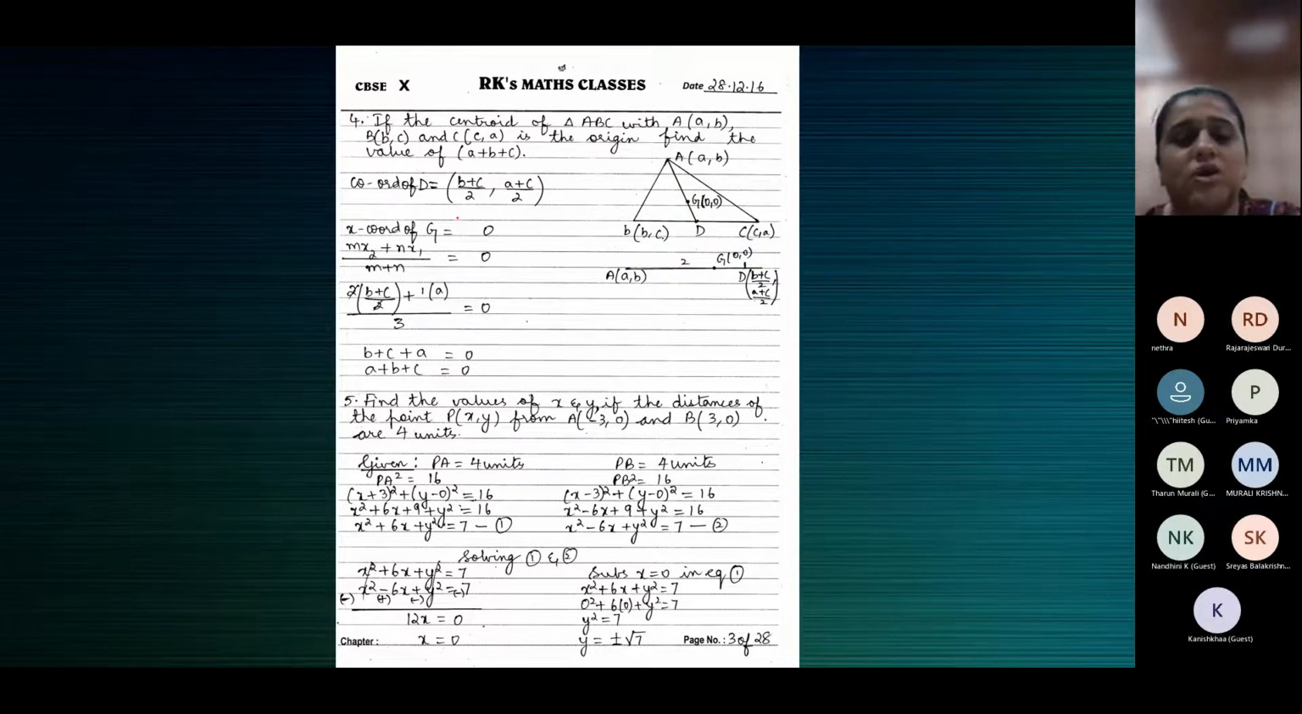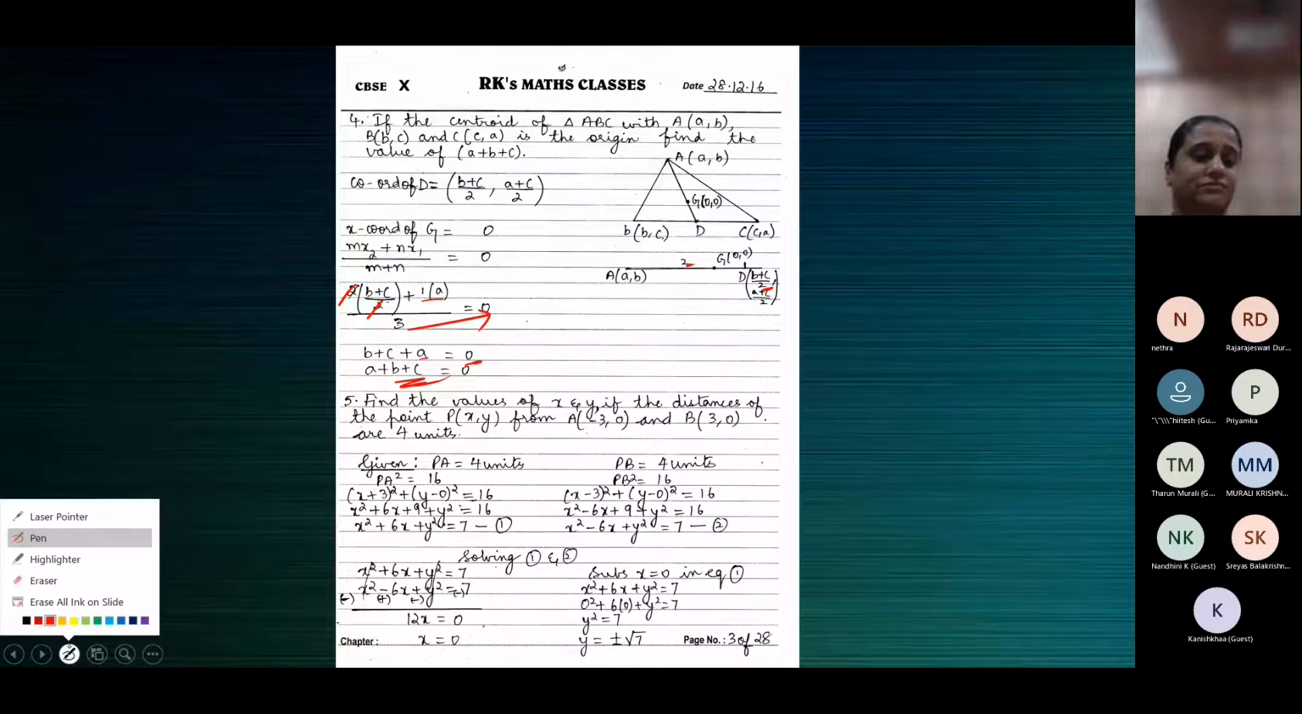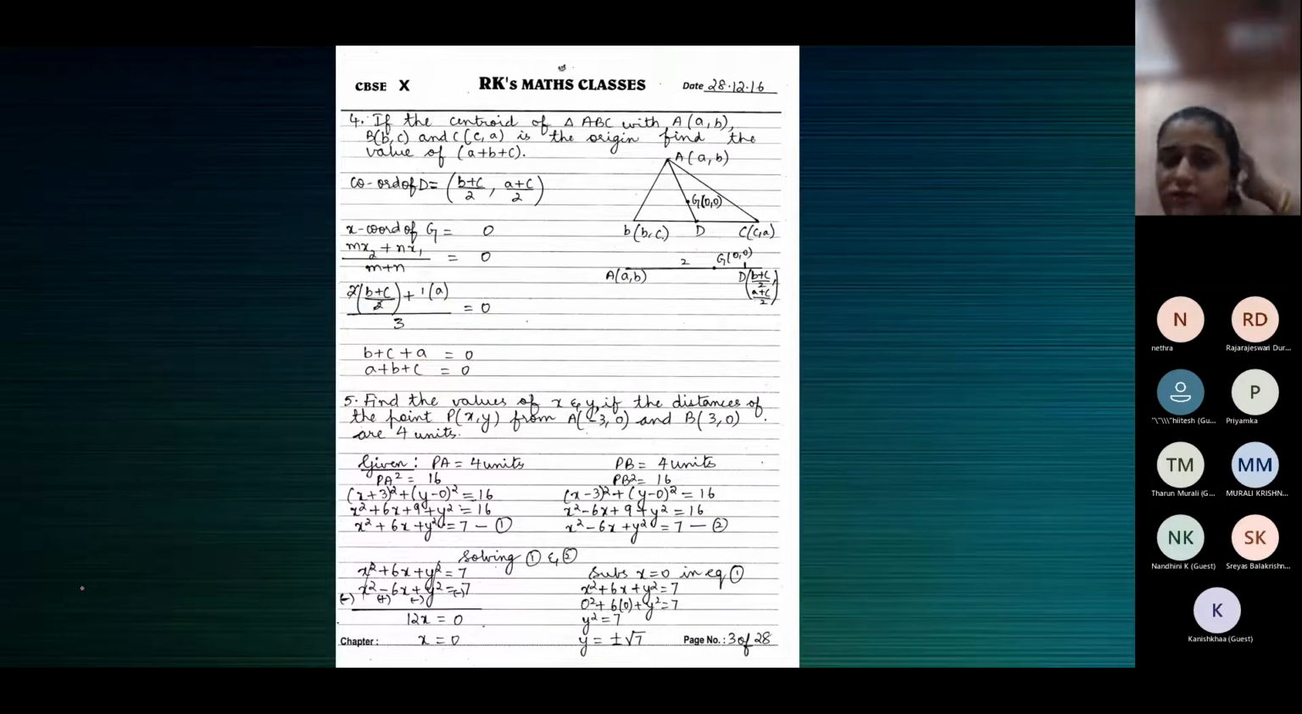Now use the section formula. How do you find the x coordinate of G? Mx2 plus nx1 by m plus n: 2 into (B plus C) by 2, plus 1 into A, by 2 plus 1, which is 3. The 2 and 2 get cancelled, so you get B plus C plus A, since 1 into A is A. On cross multiplying, 0 into 3 is 0. So the value of A plus B plus C is 0.